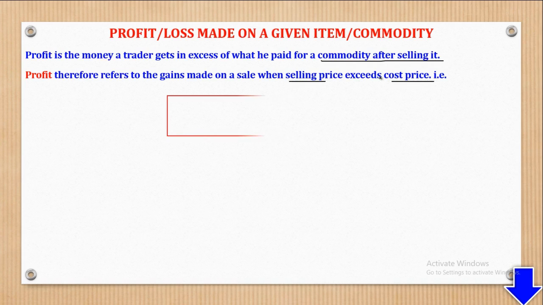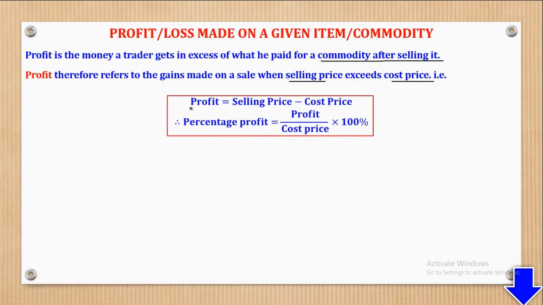We shall see what each term means, but before that we have to write some formulas. So profit is given by the formula selling price minus cost price, and percentage profit is therefore profit over cost price. Know that the denominator is always cost price, multiplied by 100.